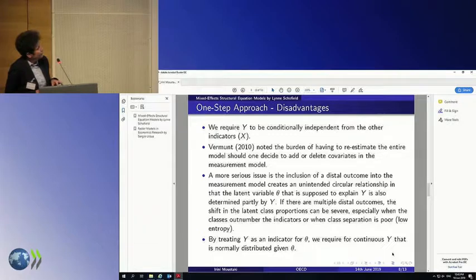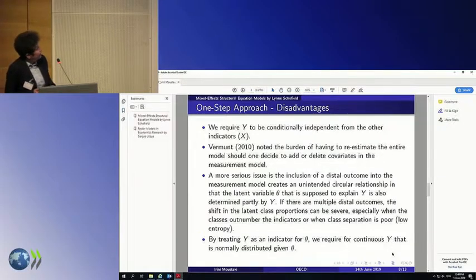So I think this is, in my view, one of the disadvantages, and Vermont actually has pointed out also, is that every time you add a covariate, or a different distal outcome, you have to re-estimate the whole model, including the measurement model. And by doing that, you, of course, might change the measurement model. So when you add covariates or distal outcomes, the measurement model might eventually change. So you might, for example, need more classes to explain the associations among your indicators.